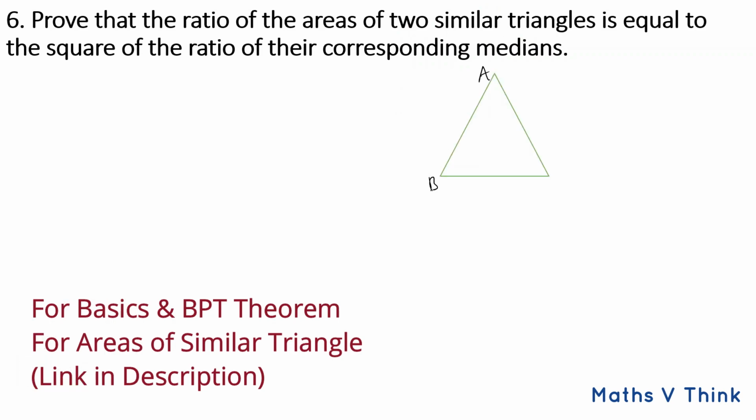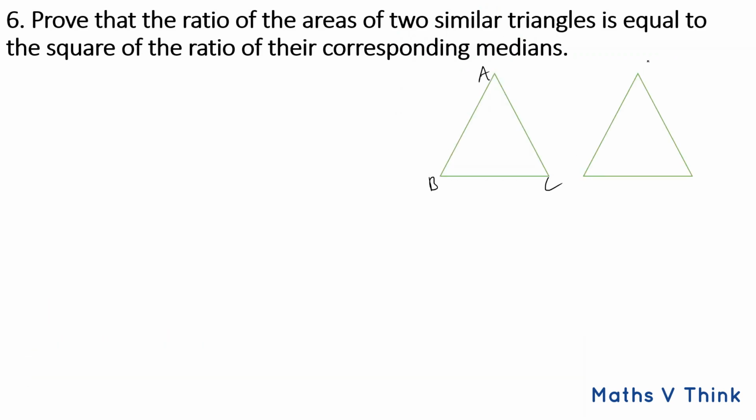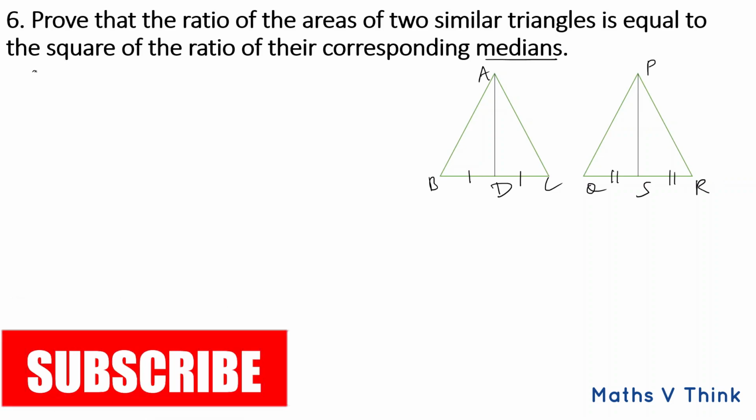triangle ABC and triangle PQR. And also they gave medians. So I'll be drawing median AD and PS. So a median divides a line segment into two equal parts. So this will be equal to this, same way this will be equal to this. Now we'll write the given part.